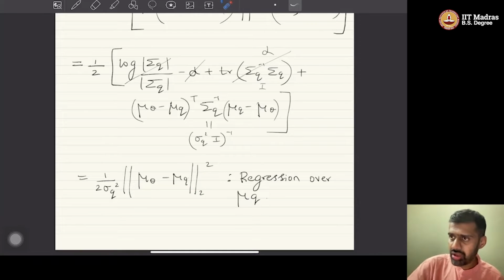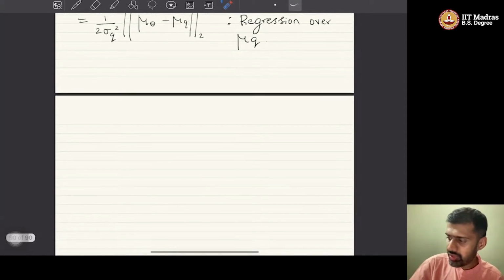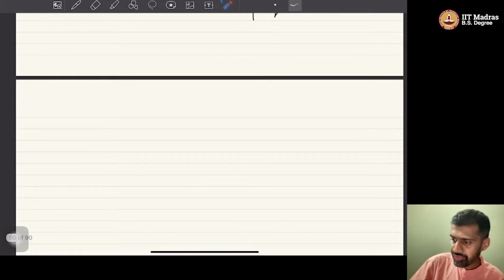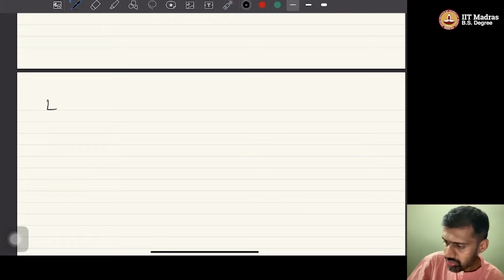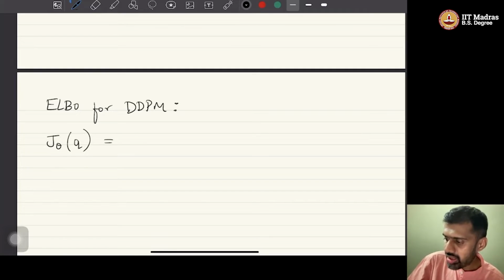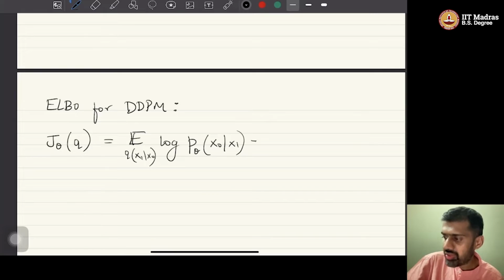So finally the ELBO turns out to have the following form. We will have to combine the first term, which is the reconstruction term as well. So the final equation for ELBO in DDPM looks the following. ELBO for DDPM. We called it J theta of q. This looks like an expectation of log of p theta x naught given x1, the first reconstruction term that we had, with respect to q of x1 given x naught. We derived this, plus the second KL term. The prior matching term will vanish because it is independent of theta.